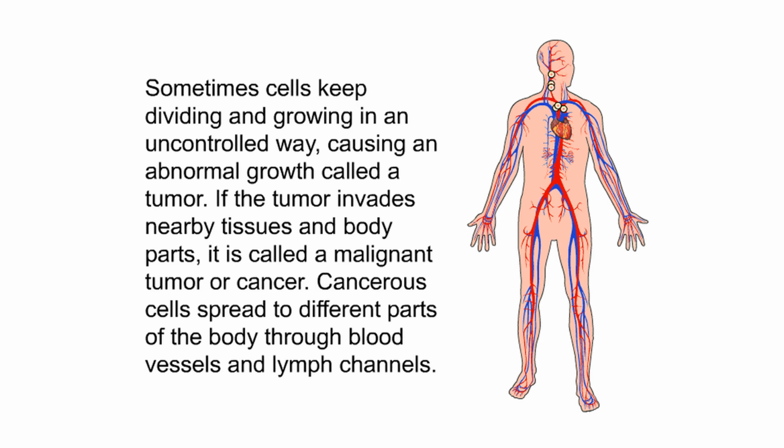Sometimes cells keep dividing and growing in an uncontrolled way, causing an abnormal growth called a tumor. If the tumor invades nearby tissues and body parts, it is called a malignant tumor or cancer. Cancerous cells spread to different parts of the body through blood vessels and lymph channels.